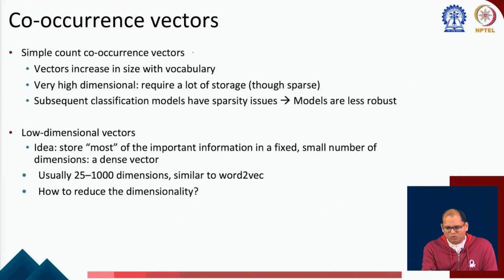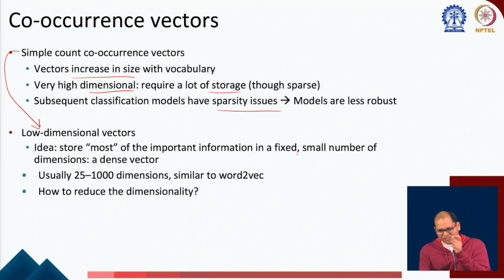So simple count co-occurrence vectors. The problem is the vector size increases with vocabulary. They become very high dimension, a lot of sparseness, they require a lot of storage, and this sparsity issue will always come. Models become less robust. So instead we want to still go with low dimensional vectors like we had achieved in word2vec, and you want to obtain most of the information in a fixed small number of dimensions like 100 to 300, right.